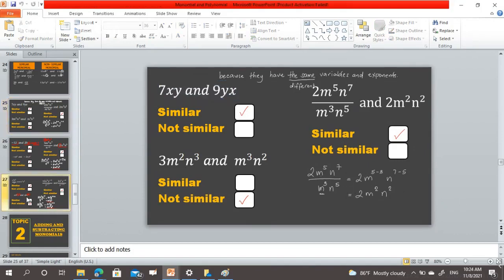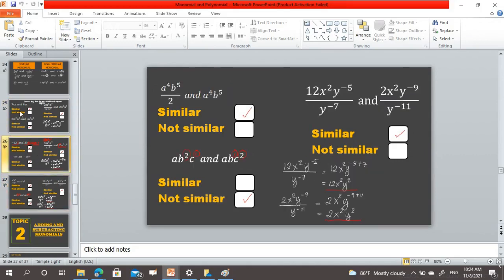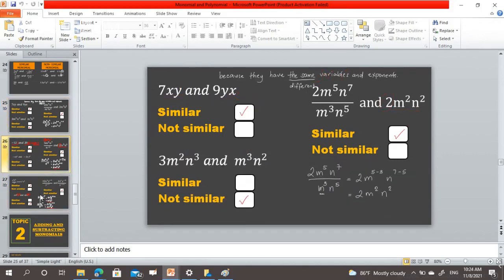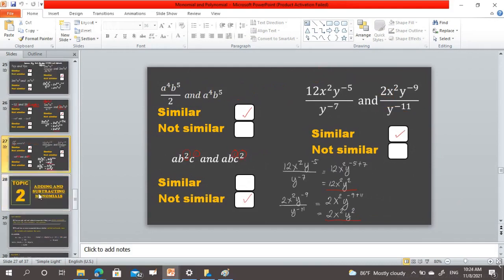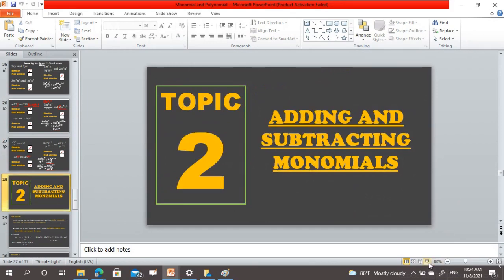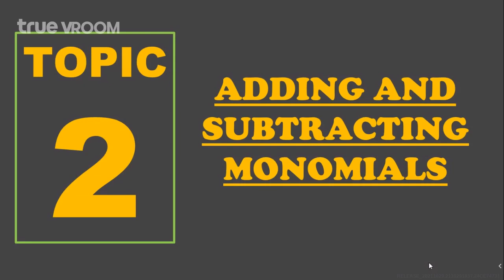So here we discussed, we gave more examples last time and you answered it correctly. So today we are going to start with our new topic, which is about adding and subtracting monomials. This is our topic for today. We have rules to follow in adding and subtracting monomials, and you are going to use your knowledge about similar monomials in this topic.